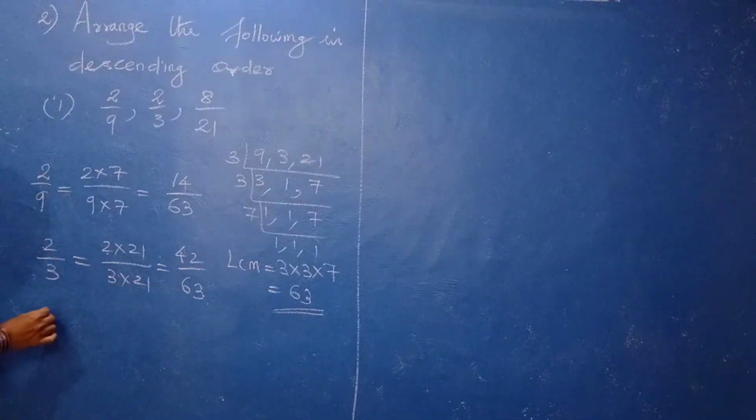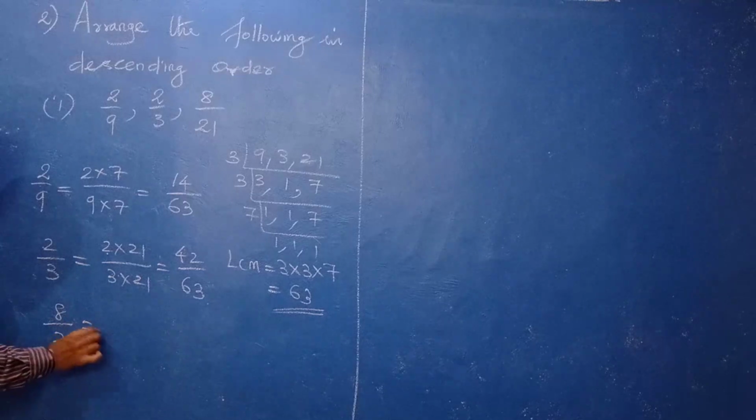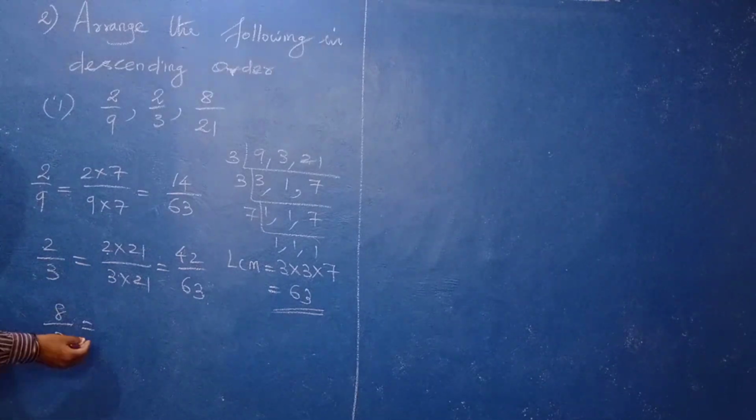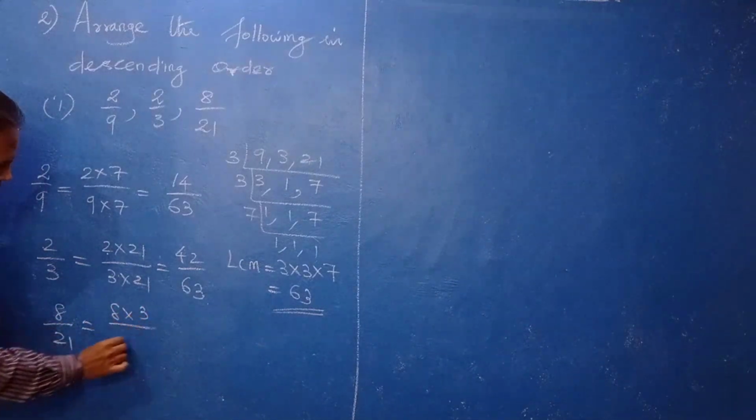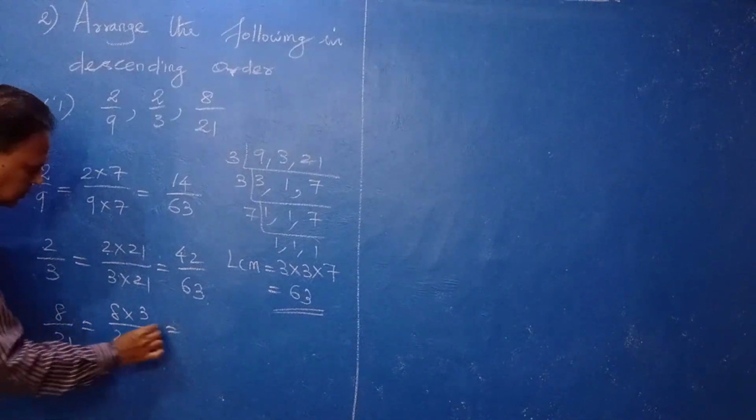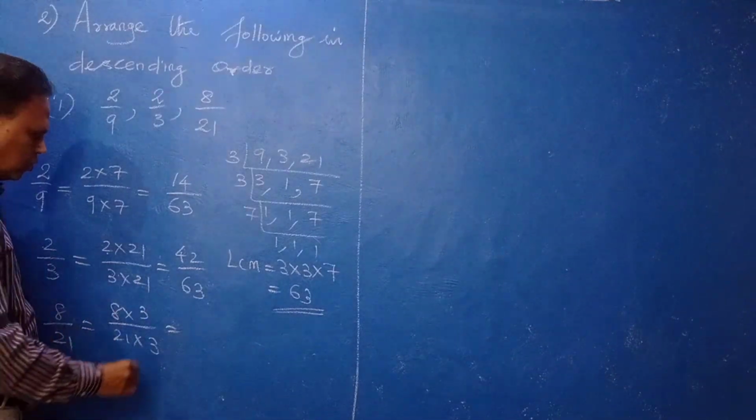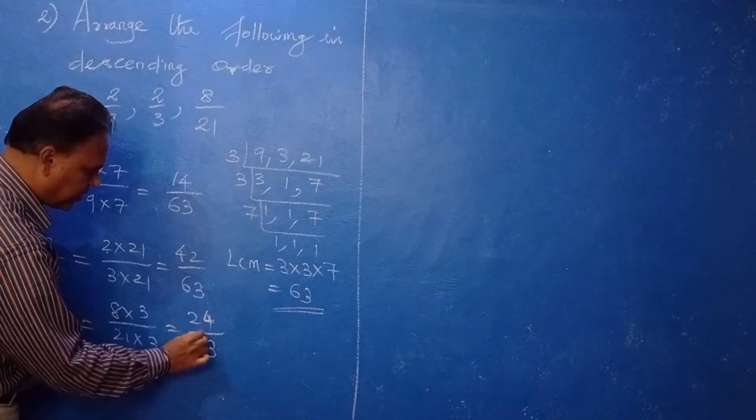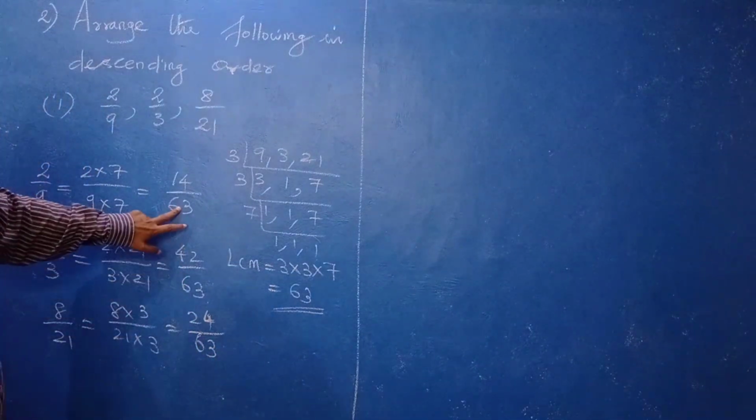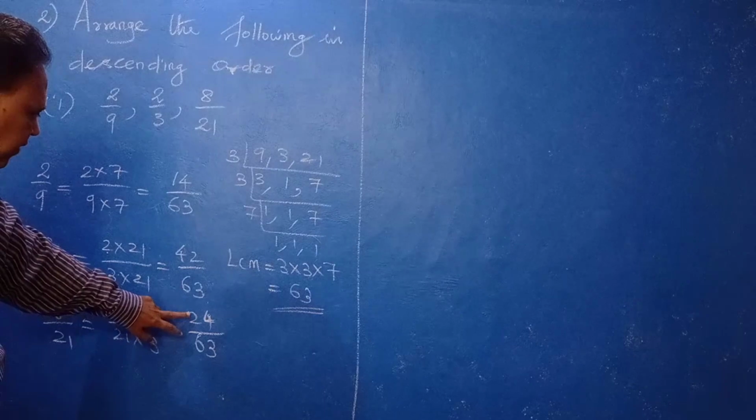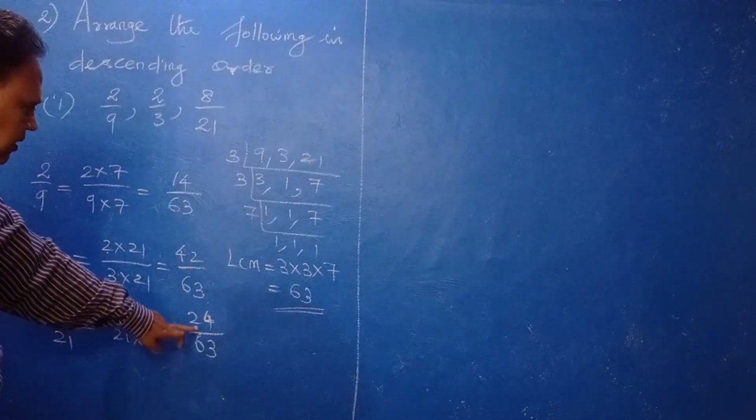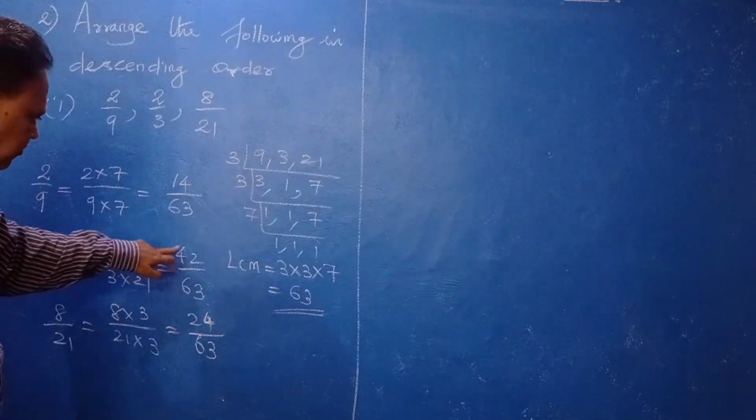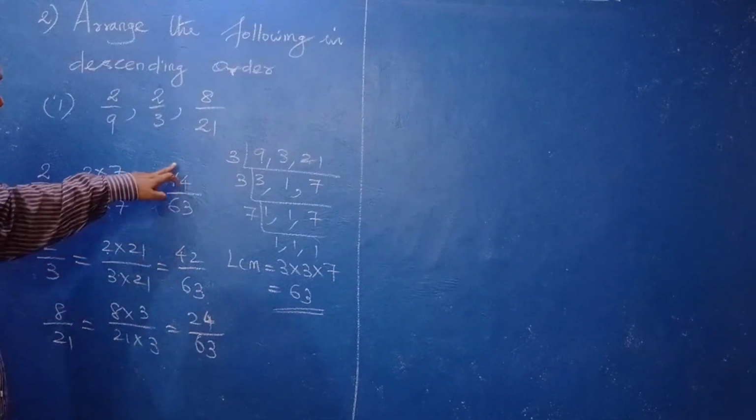Same way 8 by 21. To make 63, here 21 is already there. To make 63, multiply by 3. So 8 into 3, 24. 24 by 63. Clear? Now you see all the denominators are the same. Now you can easily compare the numerators and find the bigger one to the smaller one.